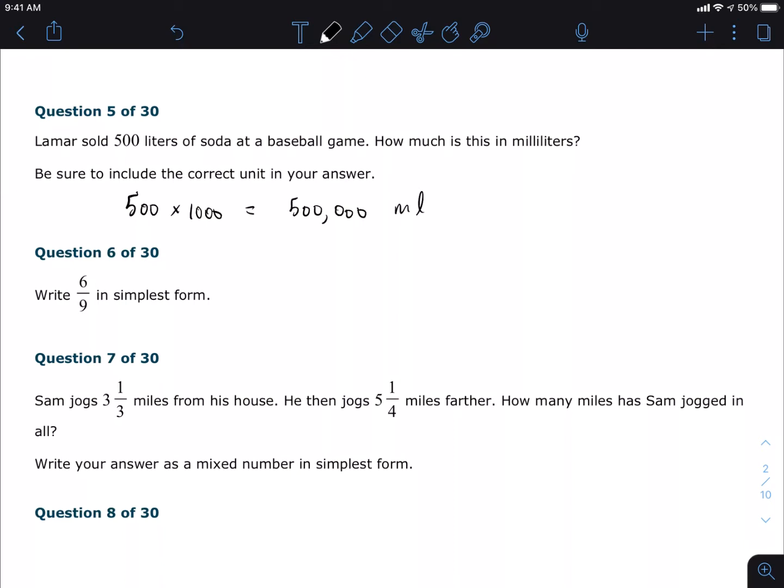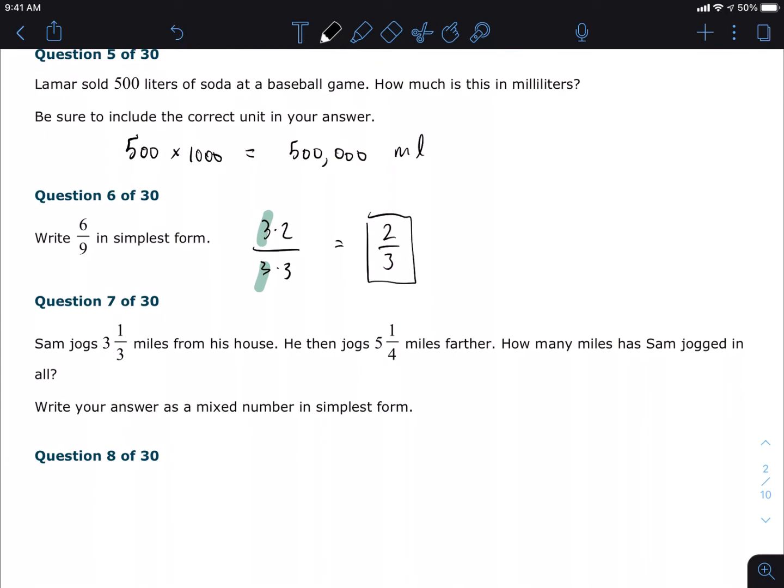All right. So number 6, it says to simplify. And so I know that 3 times 2 is 6. And I know 3 times 3 is 9. And so this 3 and this 3 can cancel. And so my simplified answer is 2/3. Okay. So far you can see this final is not going to be too bad. It's really pretty straightforward. Especially if you've covered all your topics, it should be very straightforward.